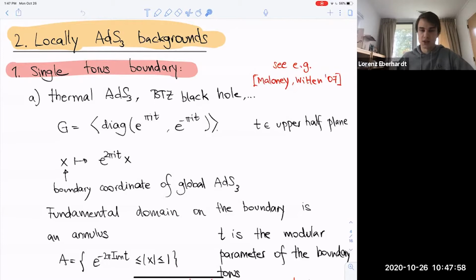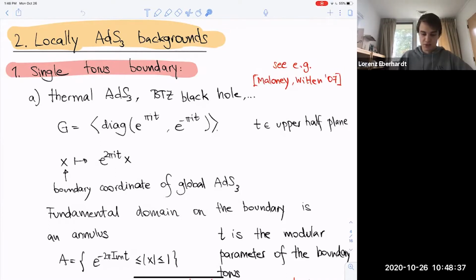In all these cases, the group, so let's start with thermal AdS3. Then the group by which I want to mod out is just the integers. And it's generated by a single diagonal matrix. So it's an infinite cyclic group. And this diagonal matrix you can take to be e^{πit}. And you can also arrange t to be in the upper half plane. And then t will be interpreted as the modular parameter of the boundary. So the boundary will be a torus and has a modular parameter, and this t will be the modular parameter. Okay, I'm reserving tau for later, so that's why it's t.